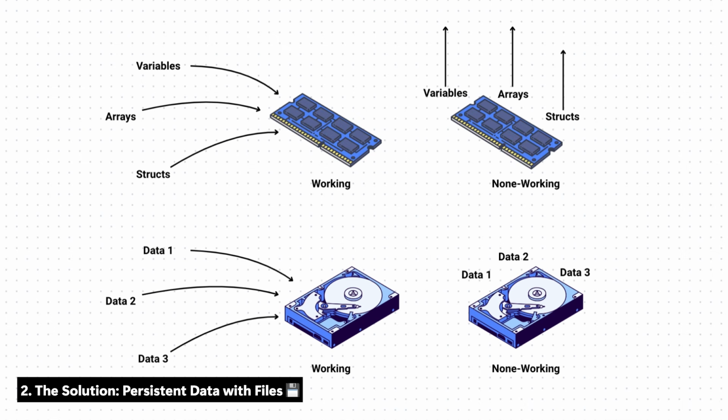2. The solution, persistent data with files. To store data permanently, we use files. A file is a sequence of bytes stored on a non-volatile storage device, such as a hard disk drive, HDD, or solid-state drive, SSD. Persistent data means the data remains available even after the program stops executing and the computer shuts down. By using files, your C programs can achieve real-world functionality, saving game scores, storing user configurations and settings, logging error messages, managing large databases of customer or inventory records.